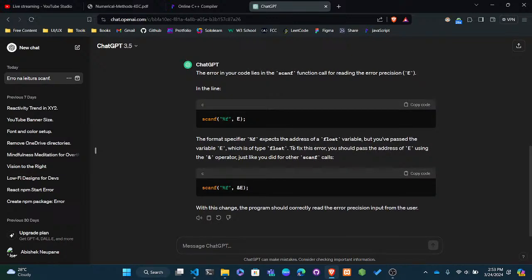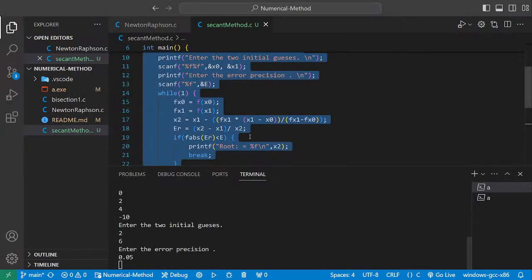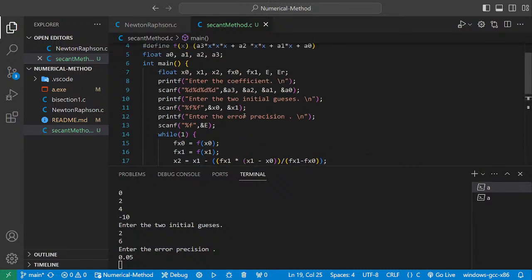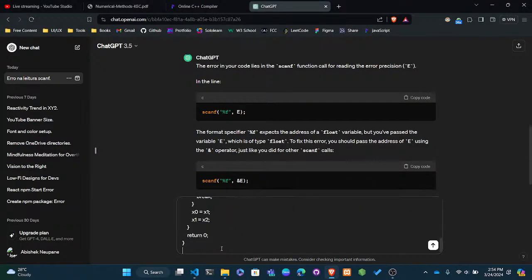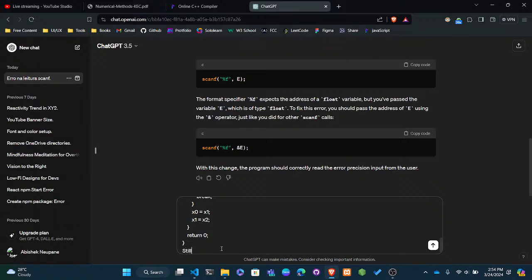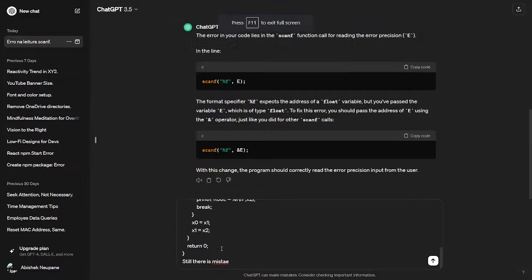Here it says it expects the address of a float, but you have to pass the variable e as float. Or did we declare e here? Yeah, we also declared it there. So I will copy the code and send it. Still there is a mistake. Still there is a mistake.